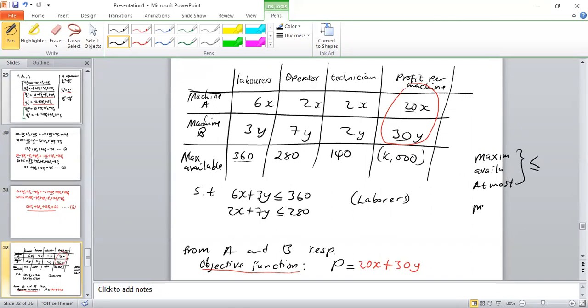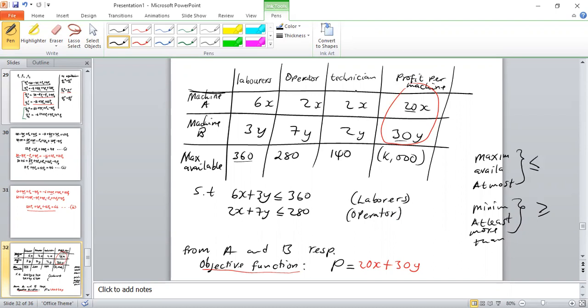But if they use minimum, meaning that is where you're starting from, minimum, at least, or more than, then the sign is greater or equal to. It means minimum, you can start from there going up. At least, you start from there going up. So in our case, we have the maximum available, so that's why we are using less than. Then this is the constraint coming from the operator.